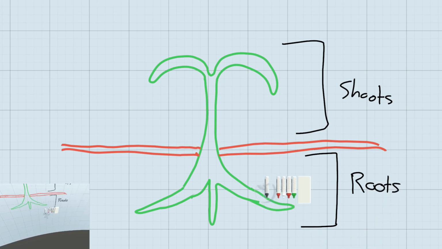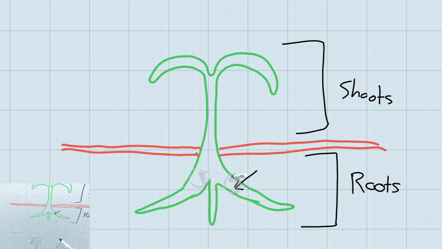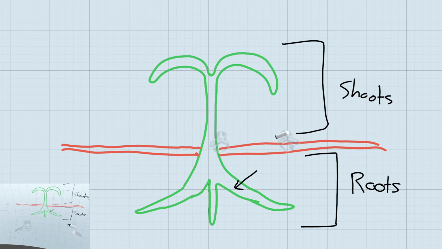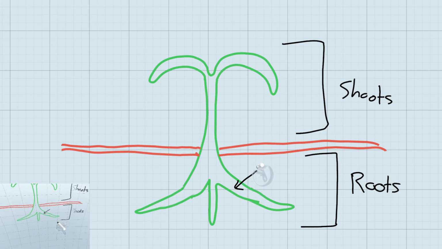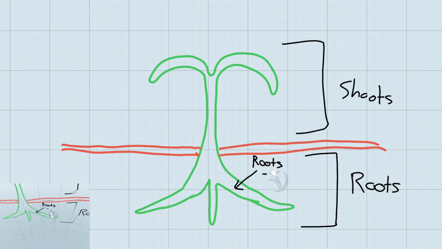So first up we're going to start at the roots. Now the roots are here because they carry out a couple of very important processes. The roots provide both support and structure, so the roots sit inside the soil and keep the rest of this plant up. So the roots provide support.